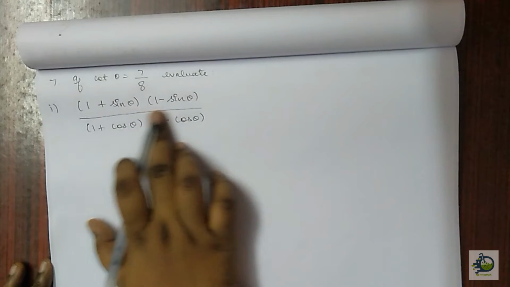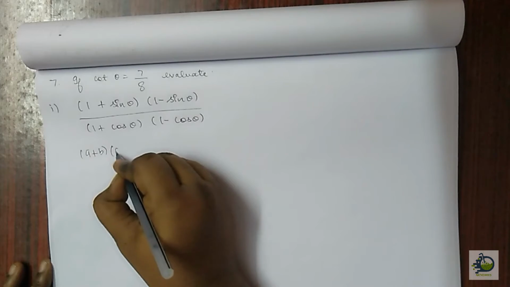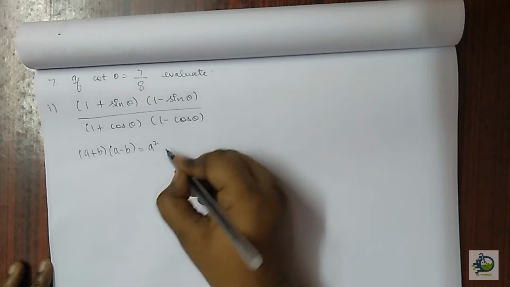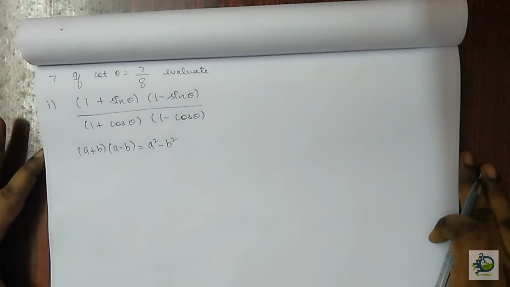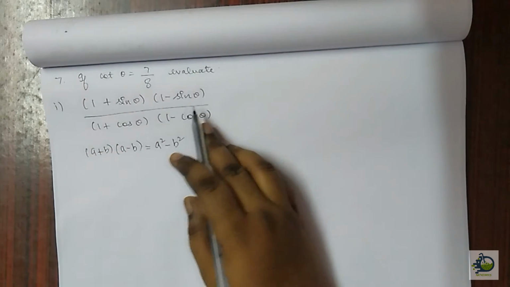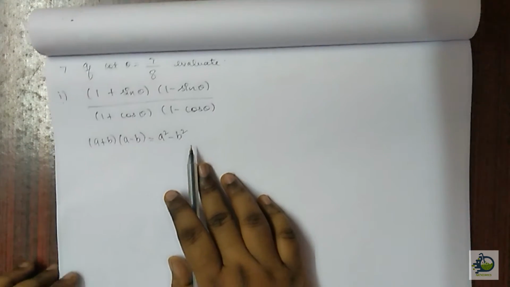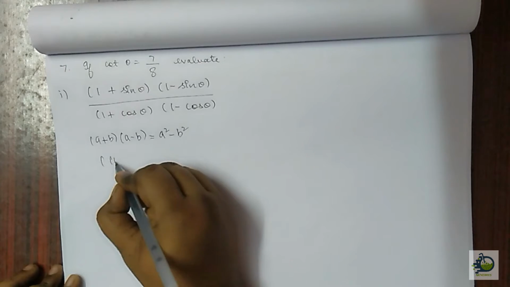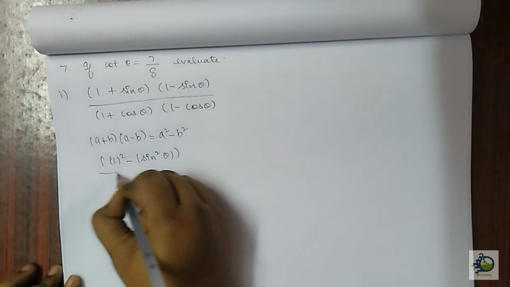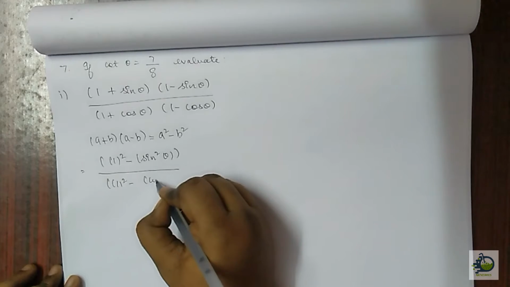By seeing this numerator we know that there is an identity (a plus b)(a minus b), and this identity can be written as a square minus b square. So the same we are going to substitute it here. So (1 plus sin theta)(1 minus sin theta) can be written as 1 square minus sin square theta. Okay, so let me substitute it here. So it becomes 1 square minus sin square theta. Similarly, the denominator can be written as 1 square minus cos square theta.